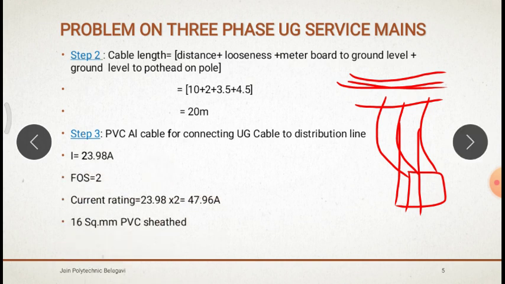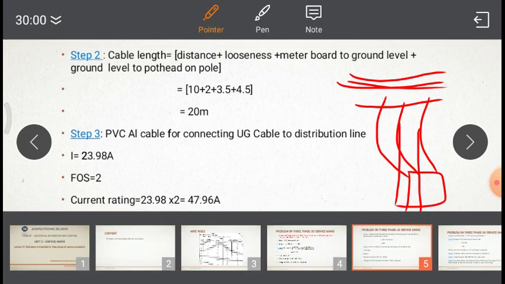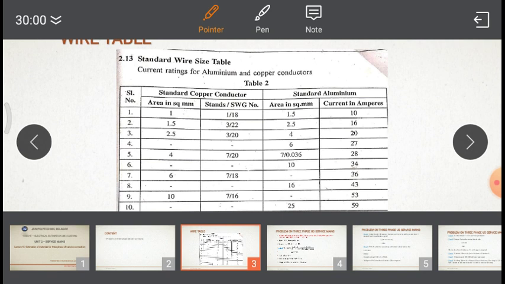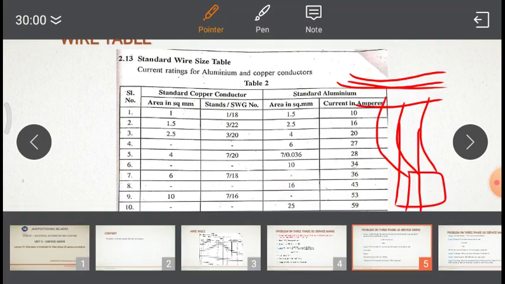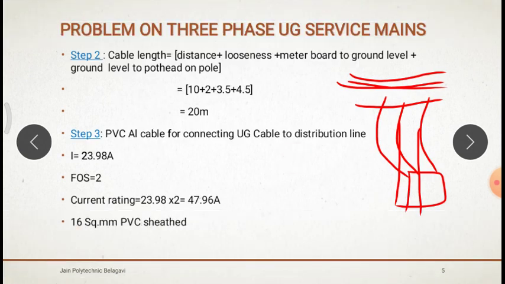So 23.98 amps current into 2, you will get 47.96 amps. Which is the nearest to 47.96 amps? 16 square mm here. Current in amps, that is 46 we got. We can take the 43 value. So 16 square mm wire we require for that. So 16 square mm PVC sheath aluminum cable of 20 meter is required for that connection.